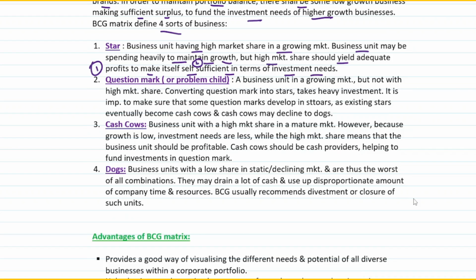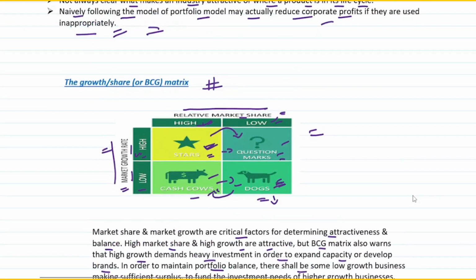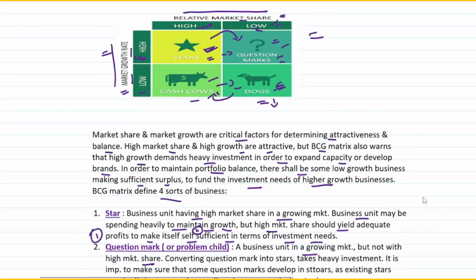Then the second one is what? Question mark. Question mark can also be called a problem child. Why do we call it a problem child? Let's understand. A business unit in a growing market but not with a high market share. So if you just look at this table, high market growth but lower market share. That's why we call it a question mark.